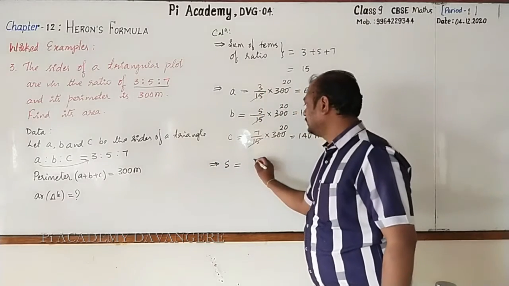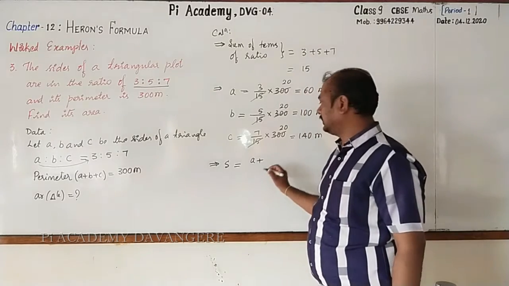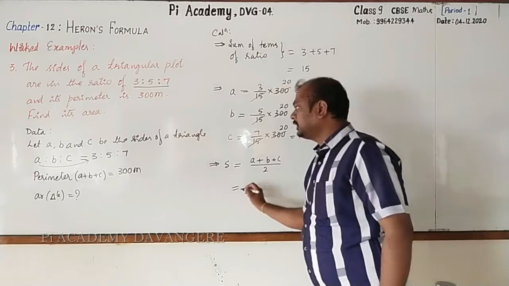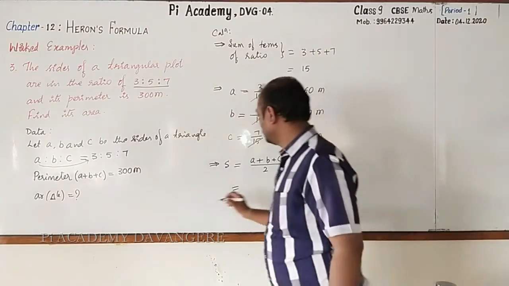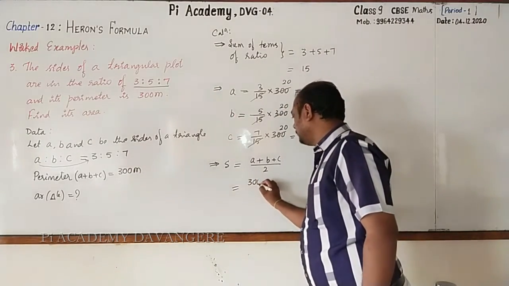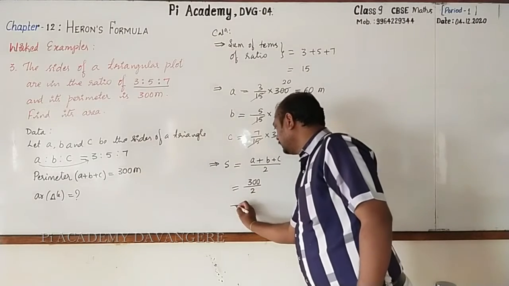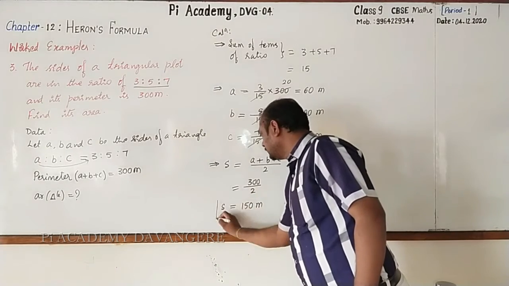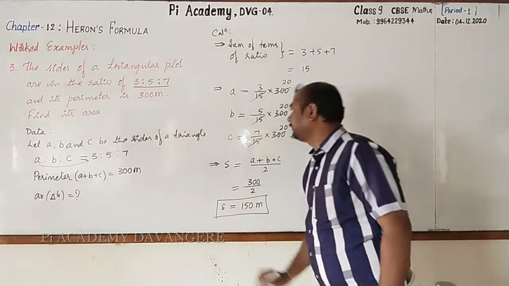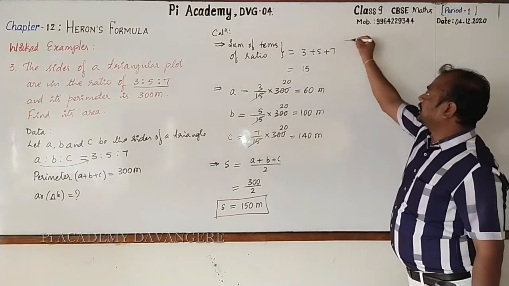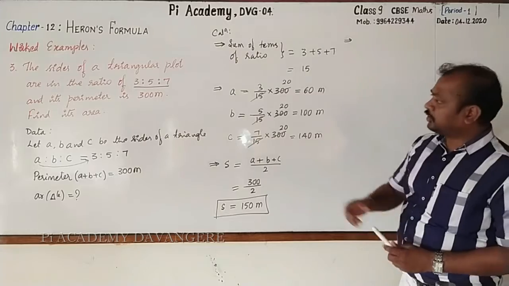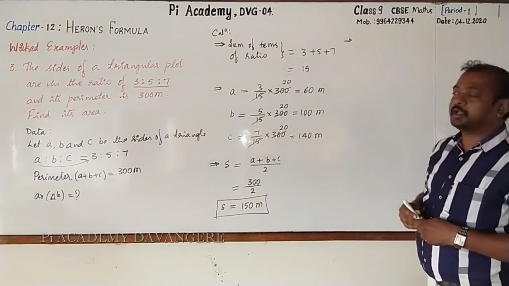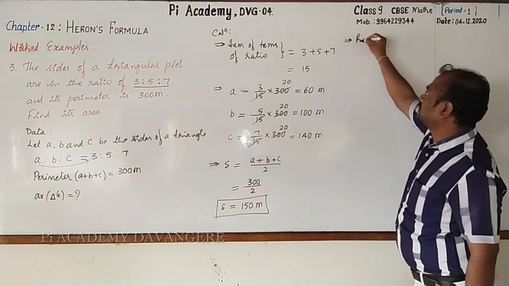Semi-perimeter is half of the perimeter. A plus B plus C by 2. Perimeter has already been written. It is 300 meter by 2. It is equal to 150 meter. This is the semi-perimeter. Next, we know all the three sides and the semi-perimeter. You can find out the area of the triangle by using Heron's formula.